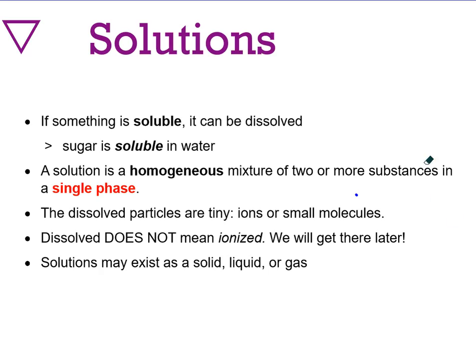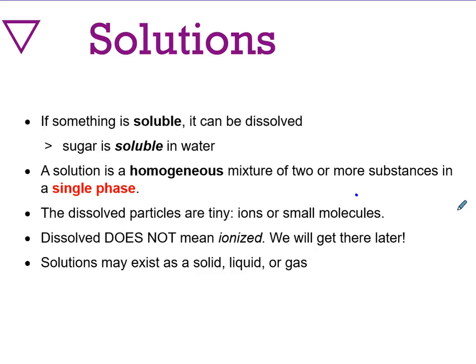So, generally speaking, if something's soluble, it can be dissolved. That's what that term means. Sugar is soluble in water. A solution, or a true solution, is a homogeneous mixture of two or more substances in a single phase. And that single phase simply means that if it's a liquid, only the liquid is visible. There are no solid particles, there are no bubbles of any kind.